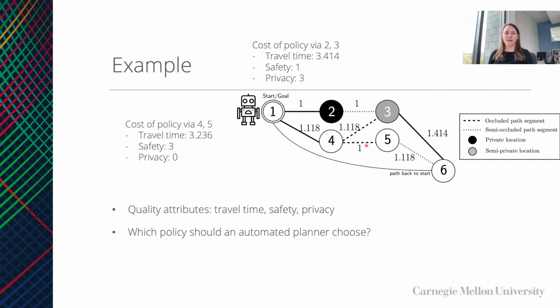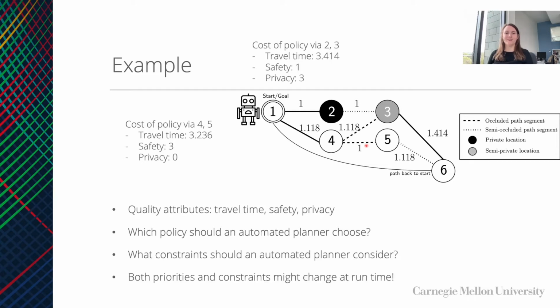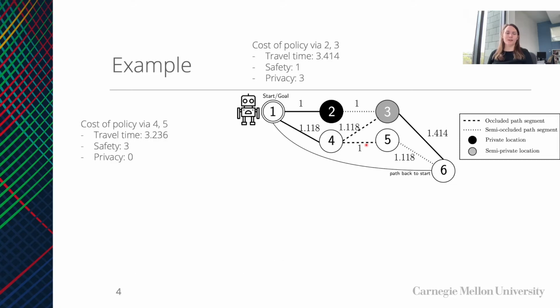And similarly, you might have different constraints at different situations. And the question is, what constraints should an automated planner consider? Are there certain locations that should really be avoided, or can we allow any of these policies? What we can see is that both priorities and constraints might change at runtime. Human needs might change, the context of the system might change, and that's why we want to have an approach to adapt quality attributes.